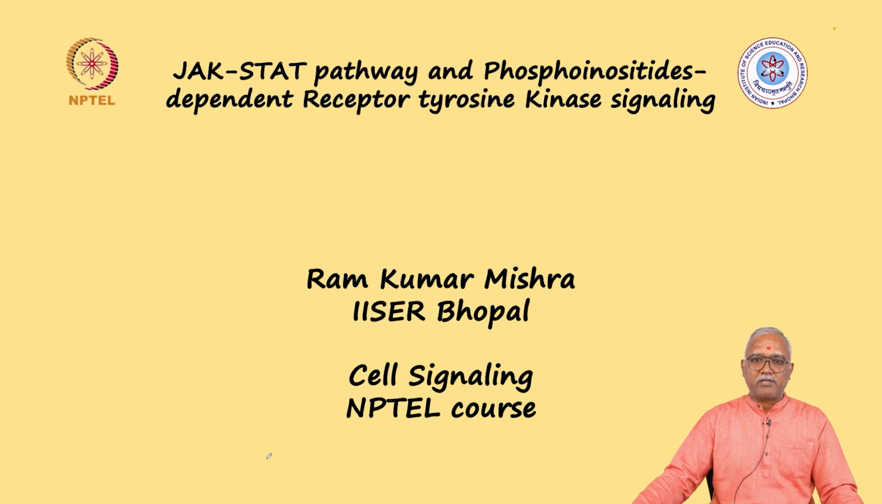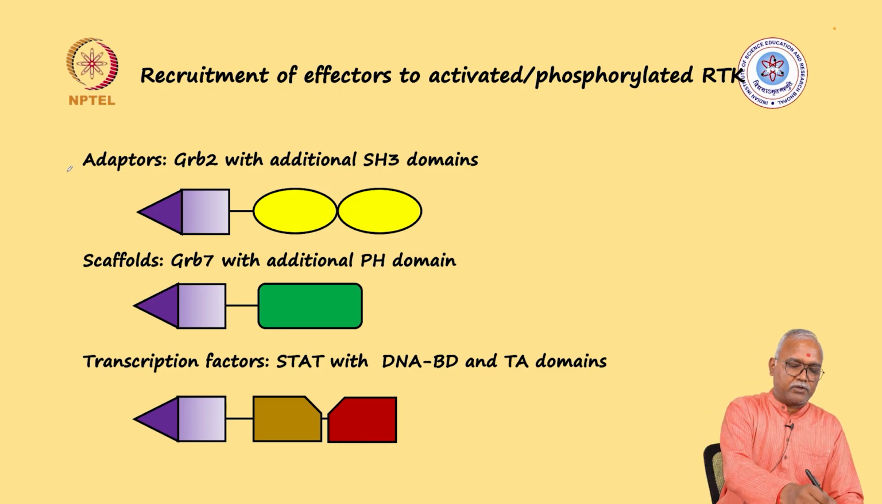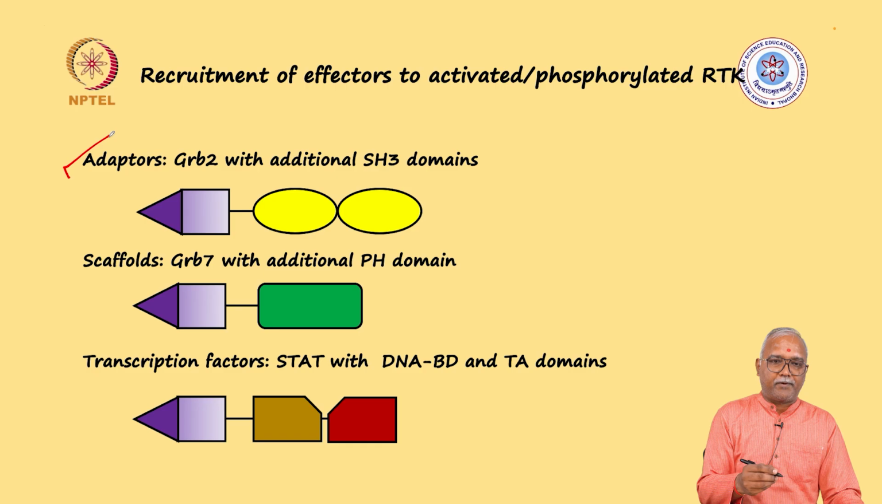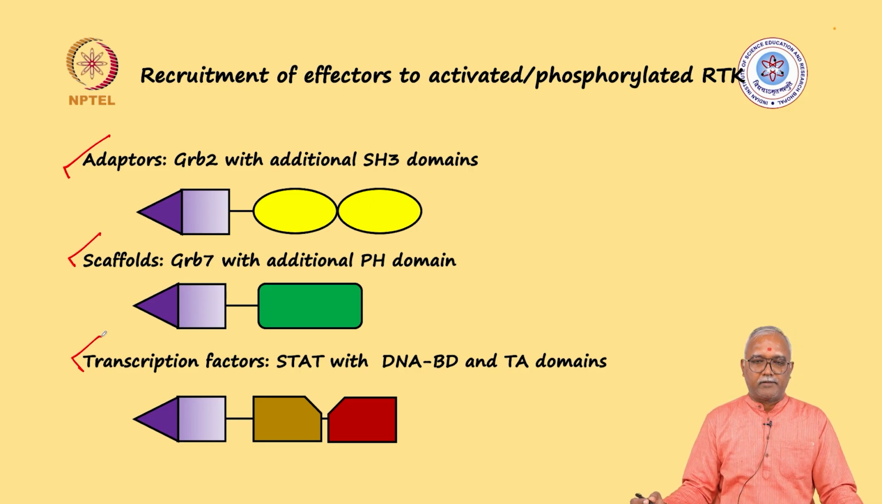Today we will see more details of the JAK-STAT pathway, where it works, how it is regulated and what goes on by the effector molecule which regulates the JAK-STAT signaling. Before that, let me remind you how, downstream of the activated receptor, which was a receptor tyrosine kinase, different molecules come into picture. One set of adapters, one set of scaffolds, and there are molecules which are called transcription factors.